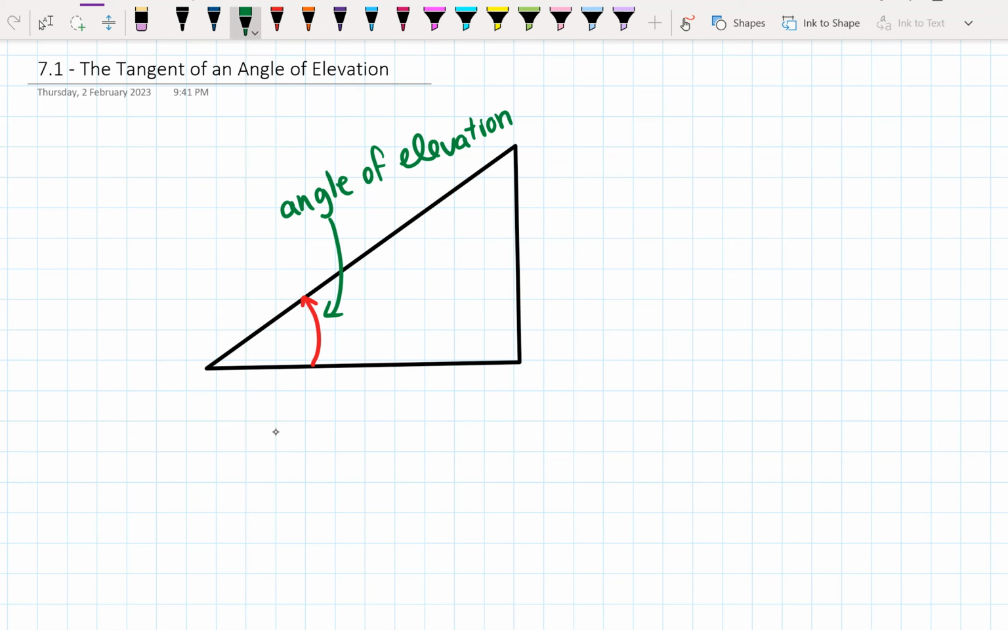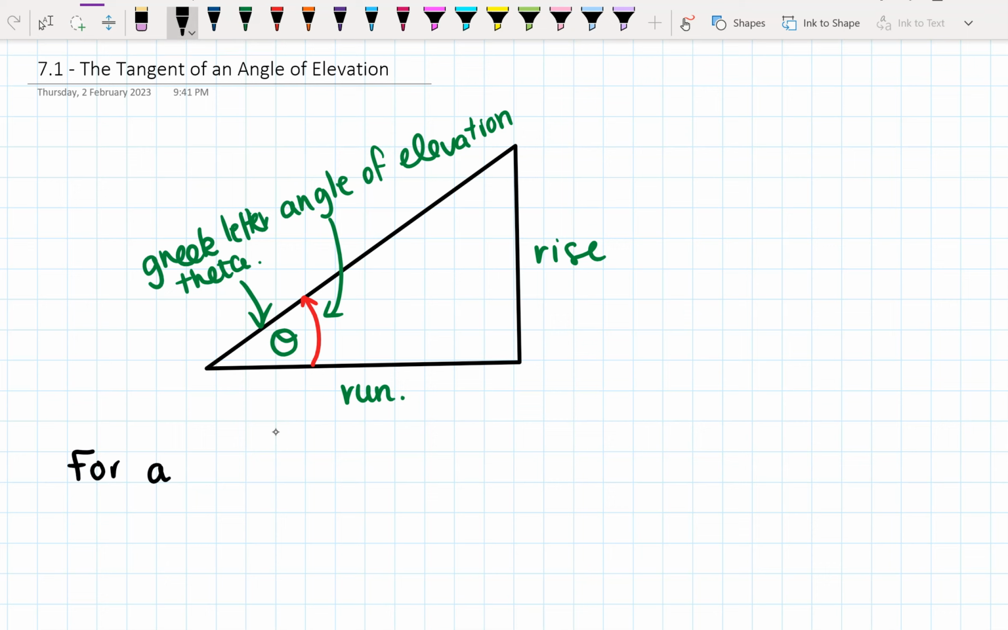For the purpose of this video, I'm going to use theta as the angle of elevation. We've seen theta before. It's the Greek letter theta, or maybe we haven't seen it, but fine, it's a Greek letter theta, and we just use that as a reference angle. Okay, now for an angle of elevation, again, you can see in this picture, the same as what we had in the last one, we have a rise over a run.